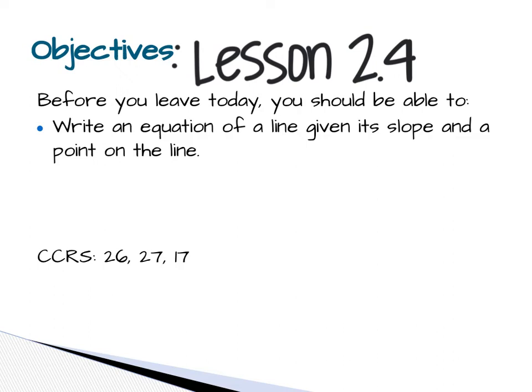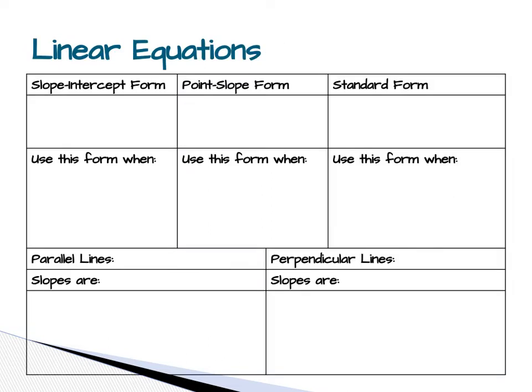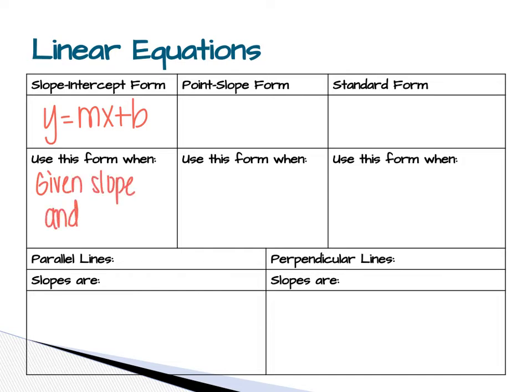Lesson 2.4 is on linear equations again. This time you're going to learn how to write an equation of a line given its slope and a point on the line. So far you already know slope-intercept form. That was from the last lesson, and that was y equals mx plus b. You use that form when you are given slope and y-intercept. It's the easiest form, which is why you learn it first.